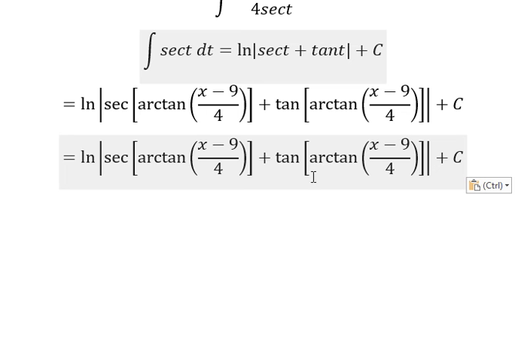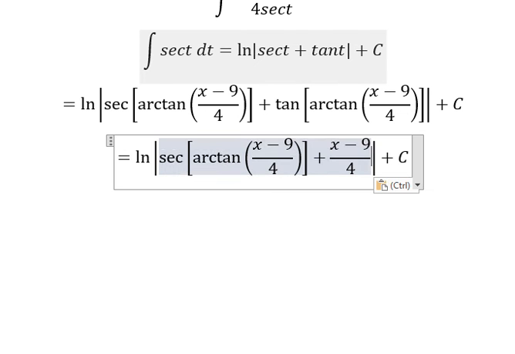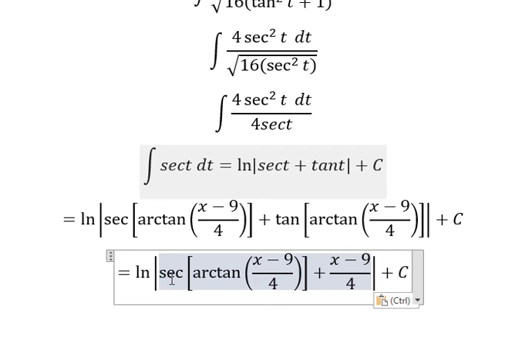So tan with arctan, we have s minus number 9 over number 4. And that is the final answer. This is the end.